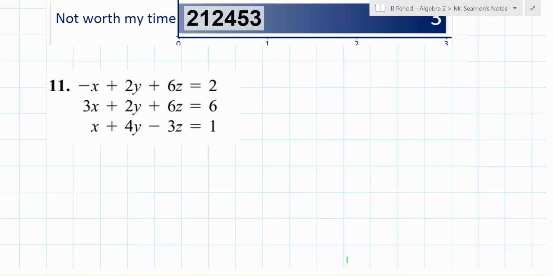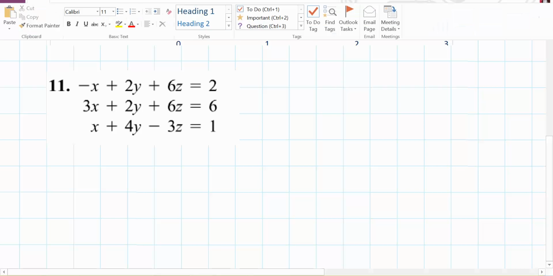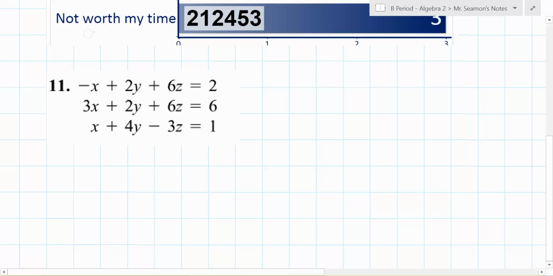Which one do you isolate? Technically, no, but you get to choose any one you want. So which one should you try to go for, do you think? X on the bottom is kind of nice, because if we isolate x on the bottom, we end up with x equals 1 minus 4y plus 3z.